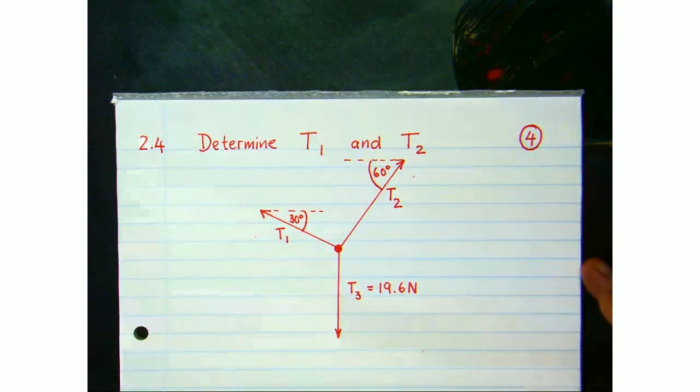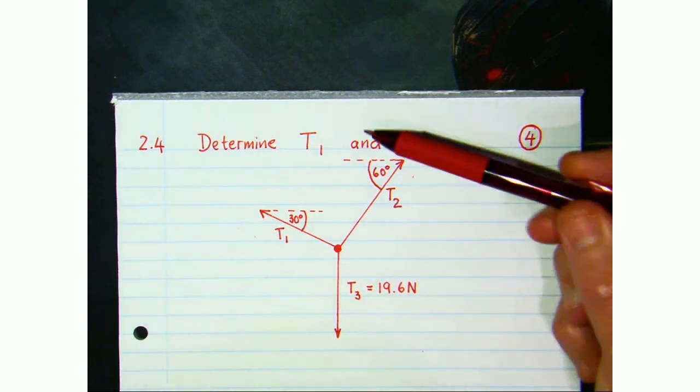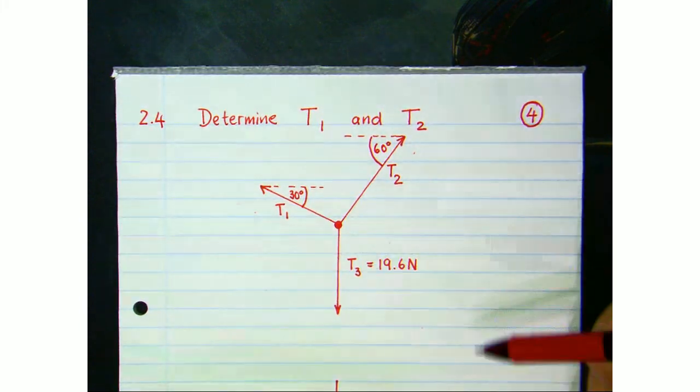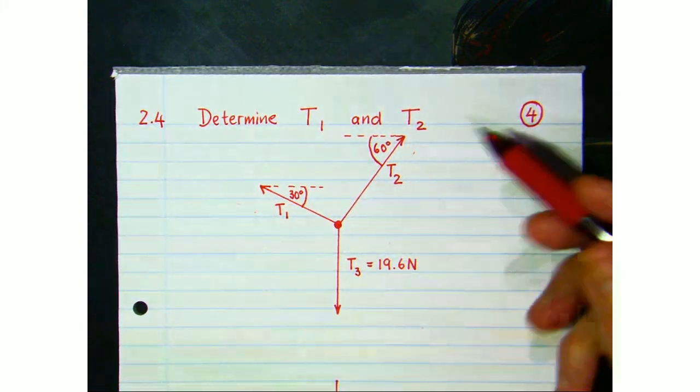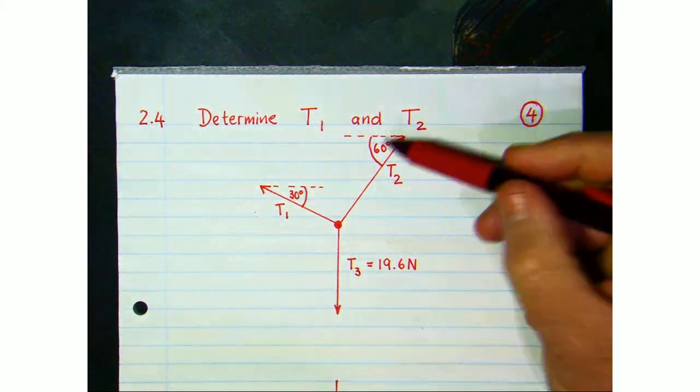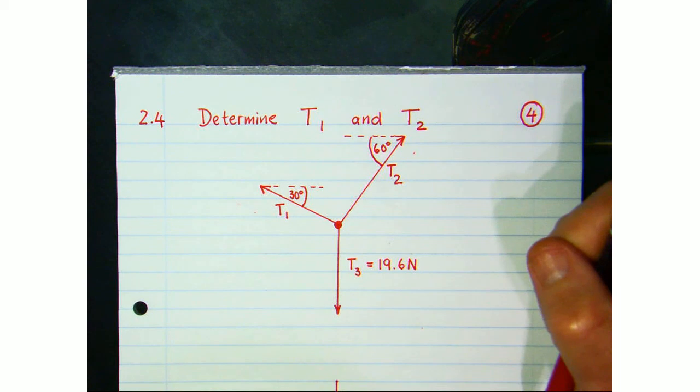2.4 asks us to determine T1 and T2. So I've drawn the diagram again. I've got T3 acting down, 19.6. We're looking for T2 and we're looking for T1. And I put some angles in here to help us draw our triangular forces.